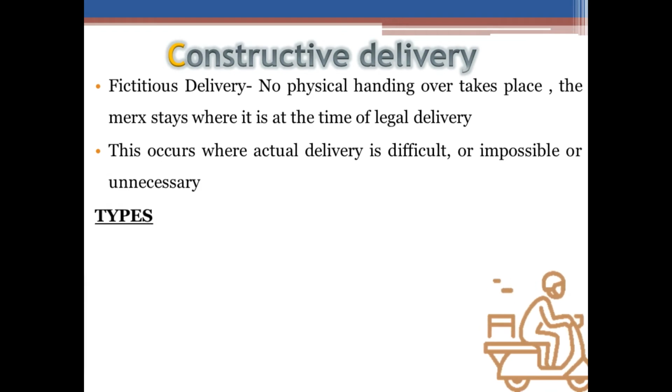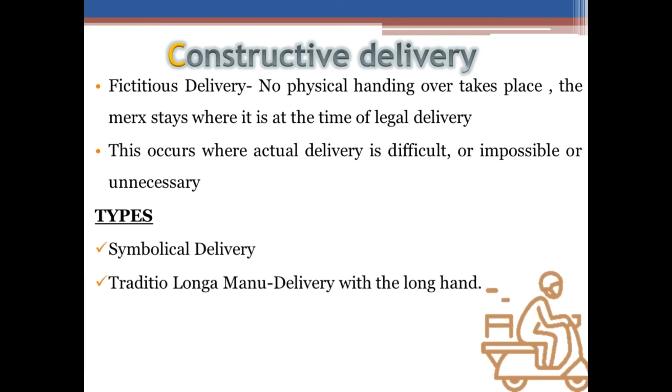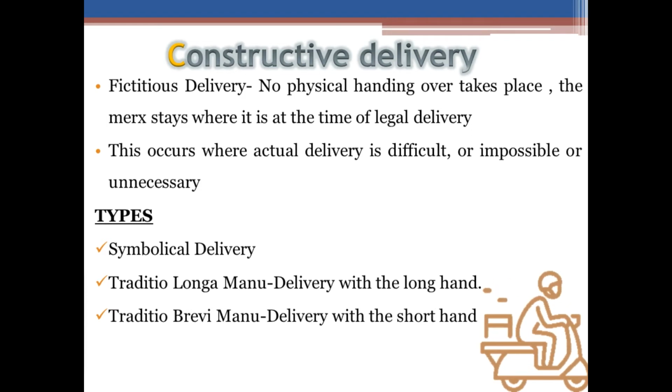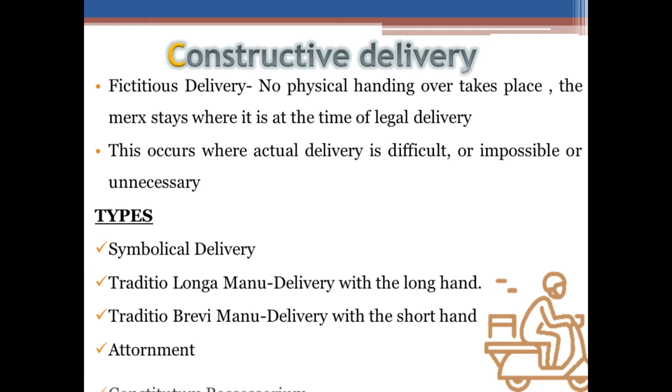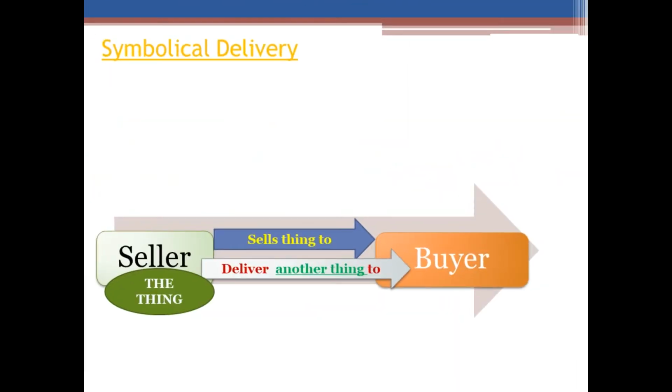We have got various types of constructive delivery. We have symbolical delivery, delivery with the long hand, delivery with the short hand, attornment, and constitutum possessorium. I will explain the forms of constructive delivery in detail, starting off with symbolical delivery.